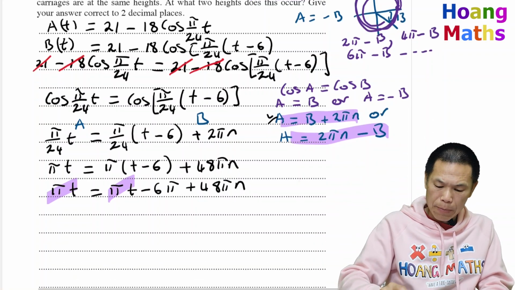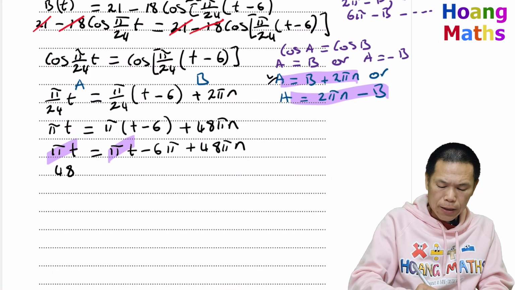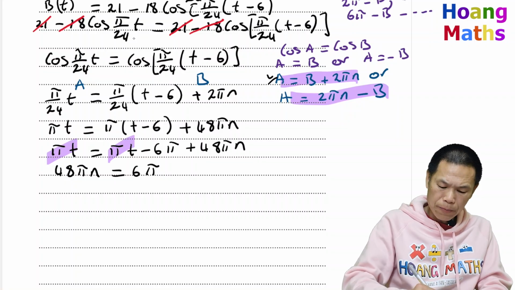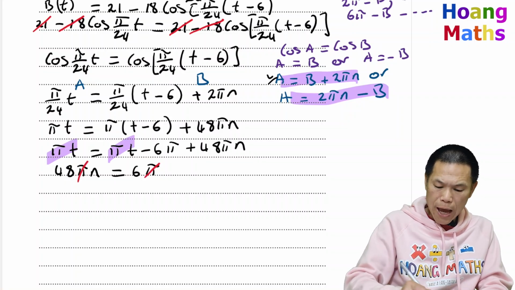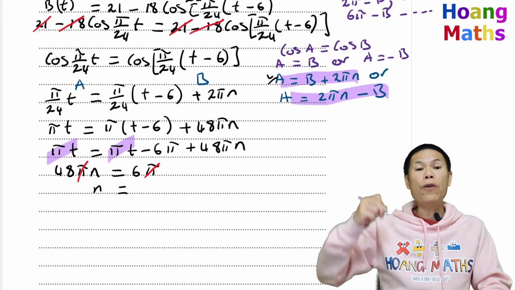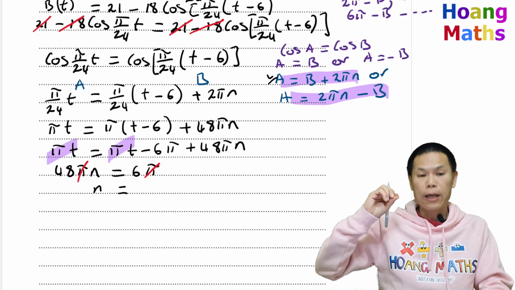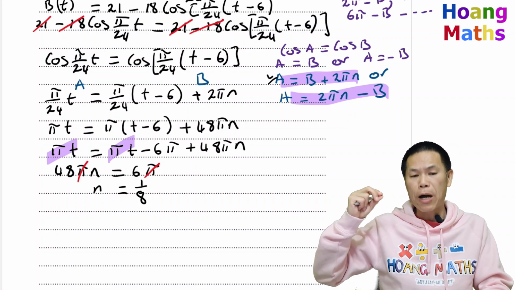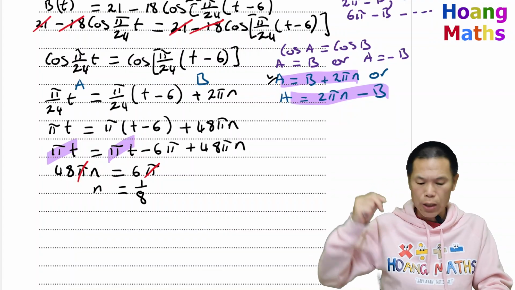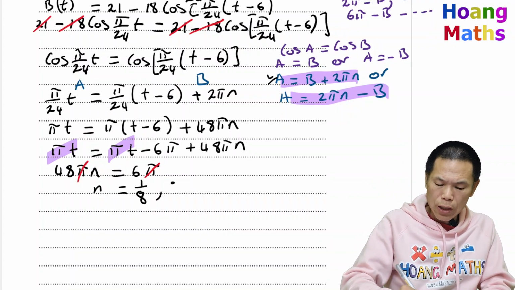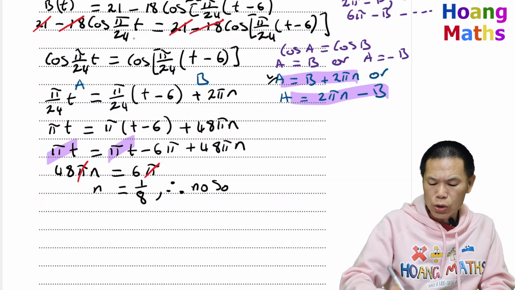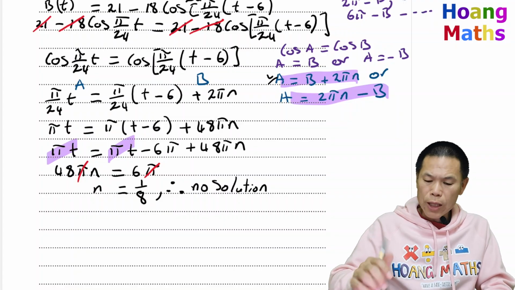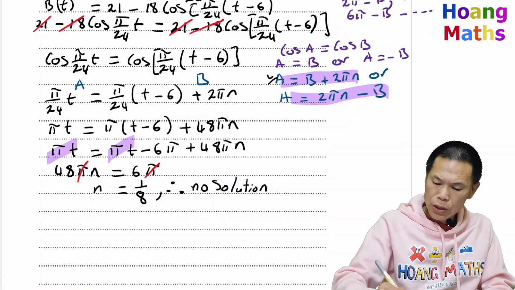So it's exactly the same as this: 48 pi n is 6 pi. If I divide everything by pi, that cancels out. And I divide by 48, n is 6 over 48. 48 divided by 6 is 8, so n is 1/8. But n has to be a whole number because n is 0, 1, 2, 3. So therefore, no solutions for this, because n is a whole number. Keep that in mind. Then we have to work on the second general solution.